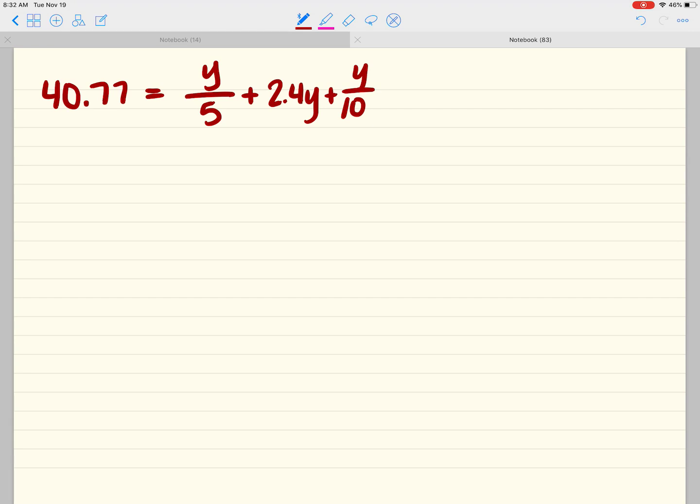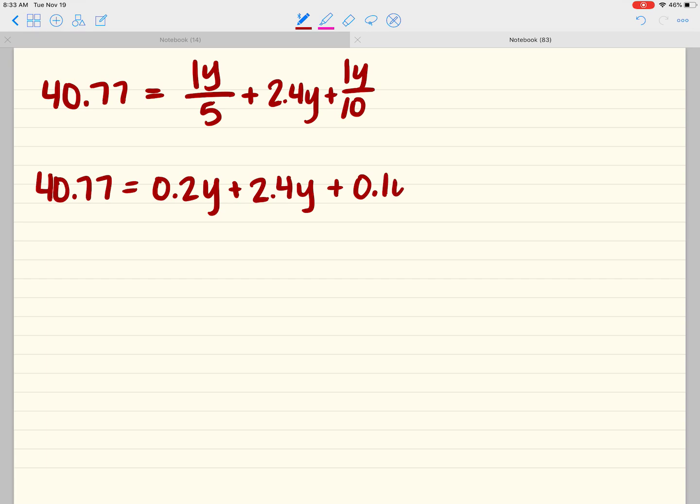So what number is in front of y here? 1. I would write that in. Same thing on the other one. Okay? So if I want to change 1y over 5 to a decimal, all you have to do is type that in your calculator, right? What is 1 divided by 5? 0.2. So that becomes 0.2y plus 2.4y is going to stay the same. What about 1 over 10y? 1 divided by 10 would be 0.1. 0.1y.